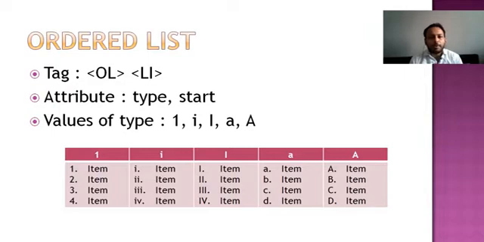Type means what type of ordered list you want to insert: numbered, Roman number, capital Roman number, small alphabet, and capital alphabet. There are five values used with the type attribute. Start is used to start the list at a number of your choice. If you want to start the list with the number 10, write start equals 10, and the list will start with 10.